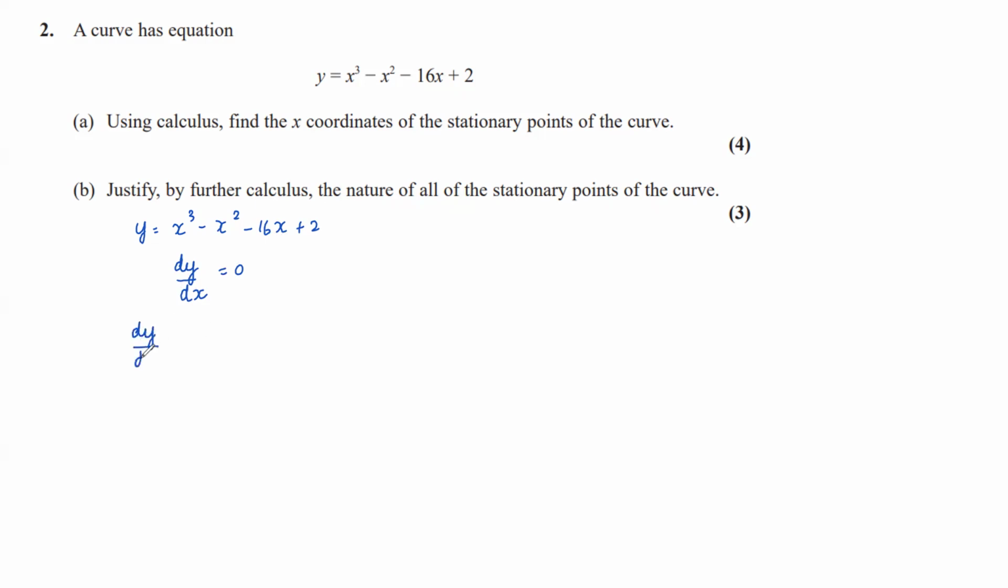So dy by dx will be, for x cubed, 3x squared, minus the derivative of x squared, which is 2x, minus 16. For 16x, the derivative is 16. Derivative of a constant is 0. So this will be my dy by dx. We need to equate this to 0. That is 3x squared minus 2x minus 16 is equal to 0.